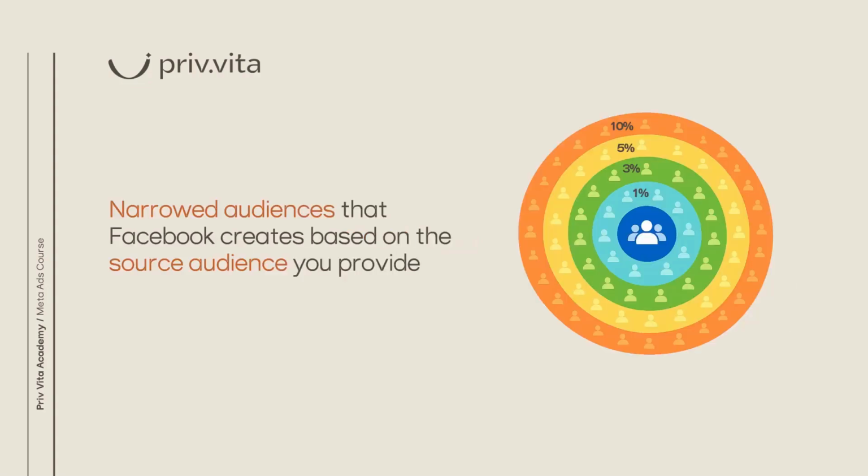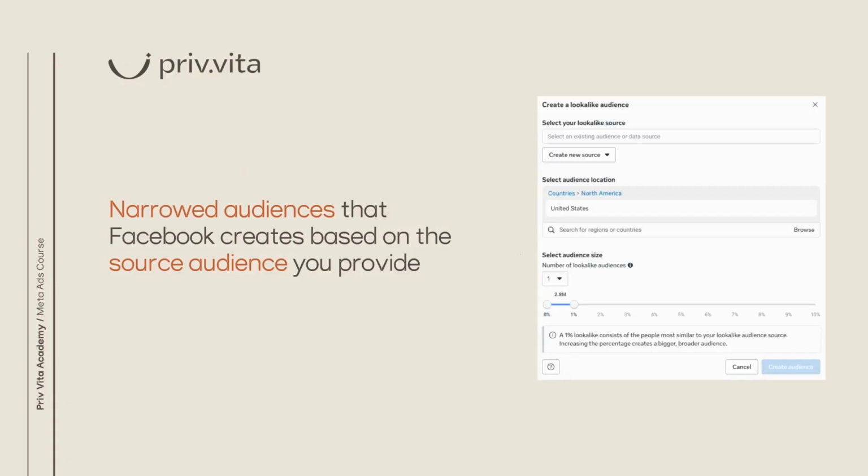Lookalike audiences are basically narrowed audiences that Facebook creates based on the source audience you provide. The percentage, for example 1, 3, 5, or 10%, means how large of a slice of the selected country's population to include, ranked from the most similar outward. So if there are 278 million people available to target inside the US, a 1% lookalike means the most similar 2.78 million people to your source custom audience.